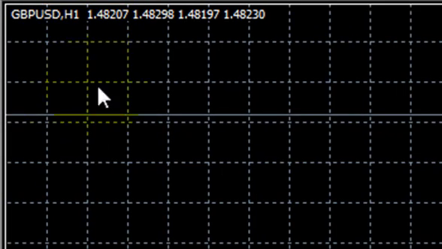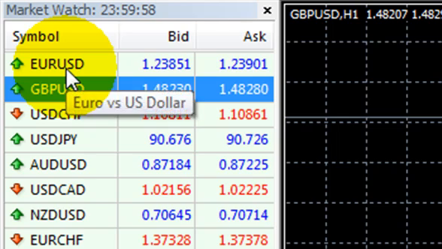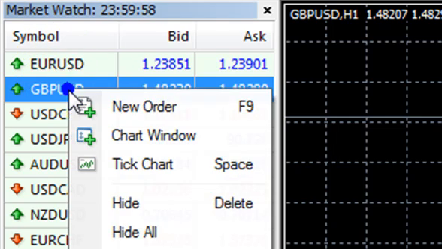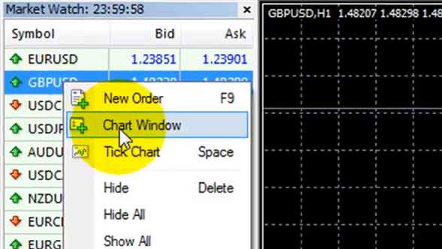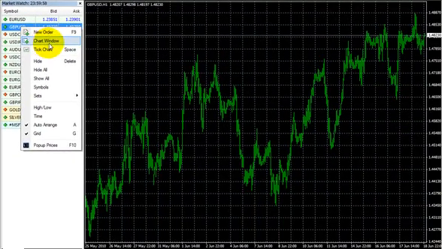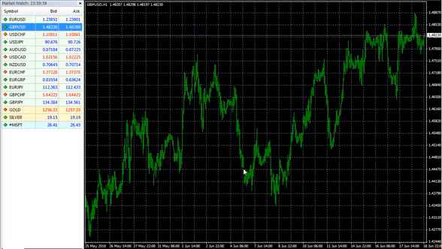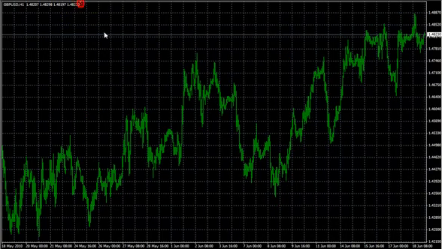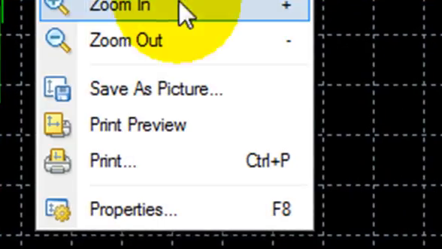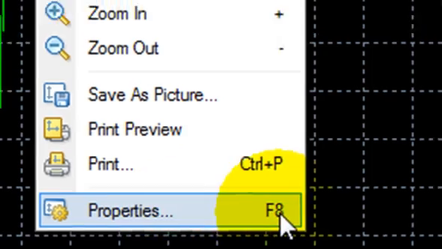If you don't have the British pound chart open, use the market watch, highlight it, right click the pair and choose open chart window here. Then it'll open up a new one. Then what we want to do now is right click, choose properties or press F8.